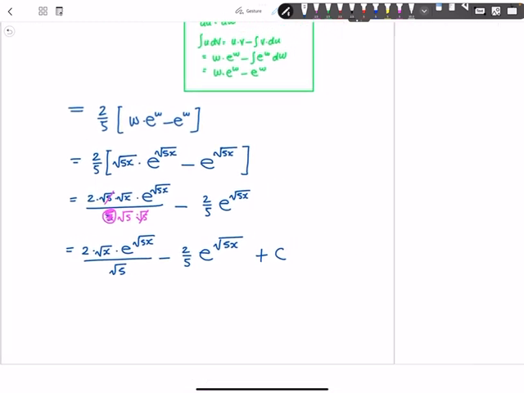Regardless of how you phrase your answer, these are all equivalent. Just make sure that there's a plus c on that final answer.